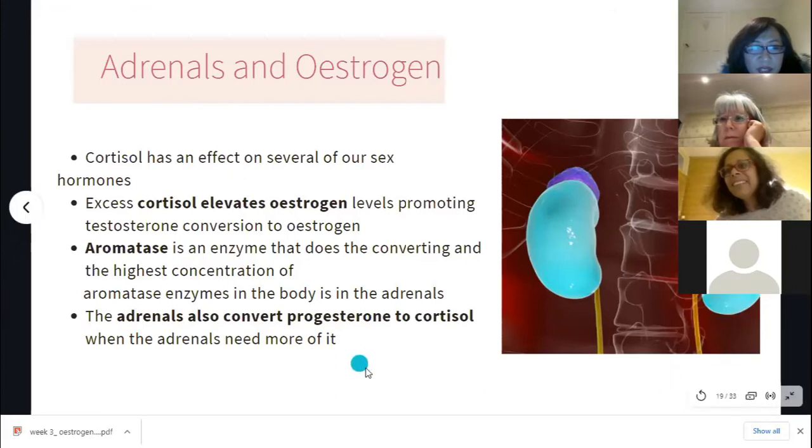So adrenals and estrogen. Cortisol has an effect on several of our sex hormones. Excess cortisol elevates estrogen levels by promoting testosterone conversion to estrogen. So this is your typical pot belly syndrome. You've got high cortisol, and then you get fat building around the abdomen, and you get muscle breaking down to fat, and then you've also got testosterone converting into estrogen. So that's a problem, and particularly seen in men as well as women.